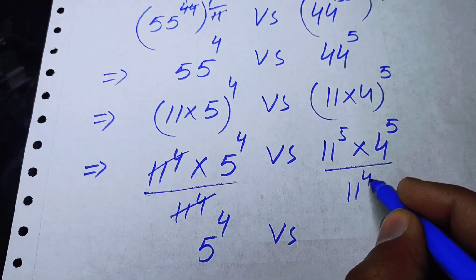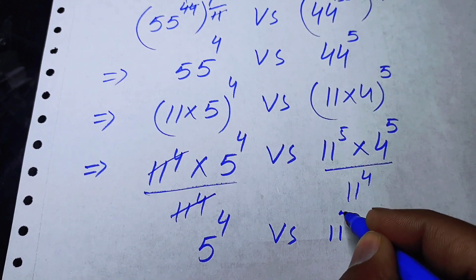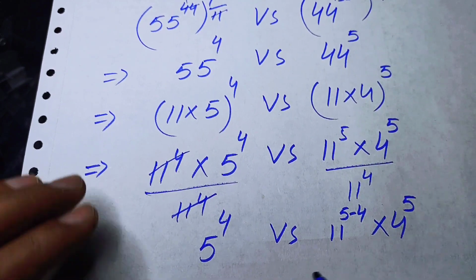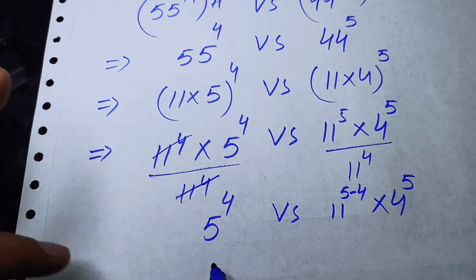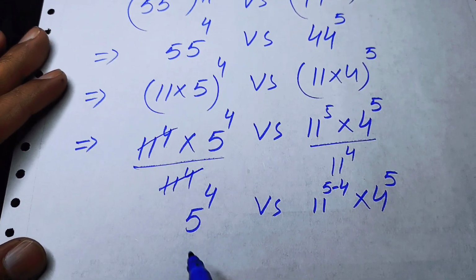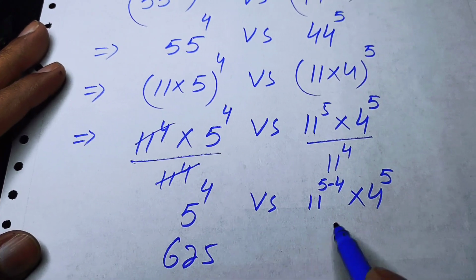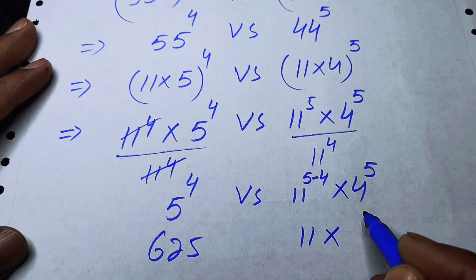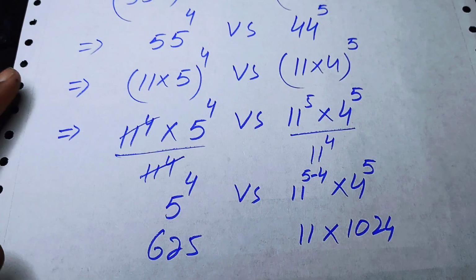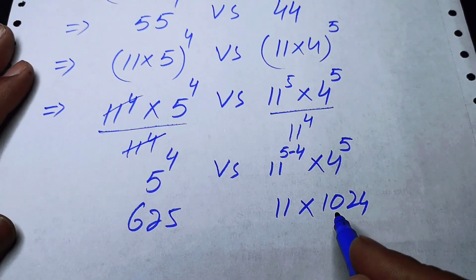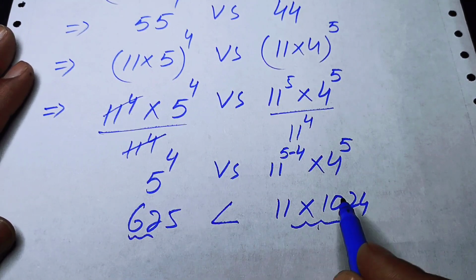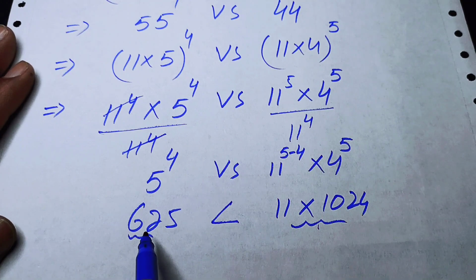Here we get 5 to the power of 4 versus, here we can write this 11 to the power of 5 divided by 11 to the power of 4 as 11, so we can write it in this form: 11 multiplied by 4 to the power of 5. Here we find 5 to the power of 4 is 625, and 11 multiplied by 4 to the power of 5 becomes 11264, and hence we clearly see that this number is greater than this number. So we can say that this side is greater than this number.